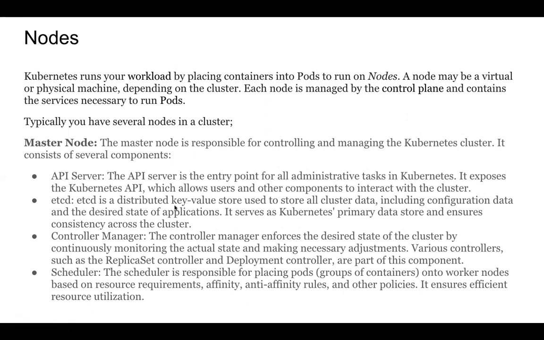etcd is a distributed key-value store used to store all the cluster information, all the configuration data of the applications and the pods. It's the primary data source from which Kubernetes will pull the information when it has to start a node or create a pod.